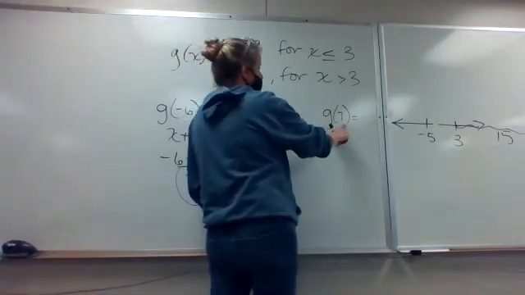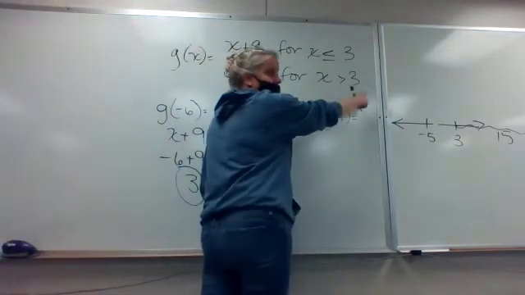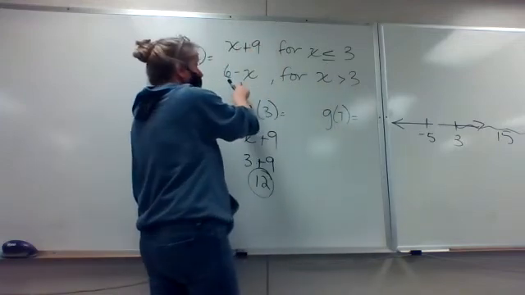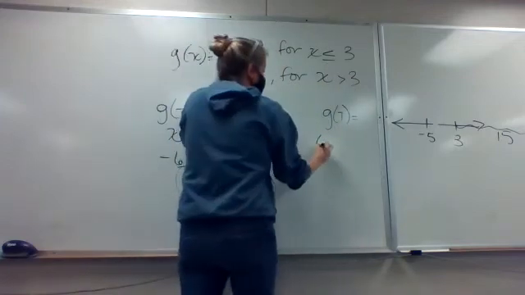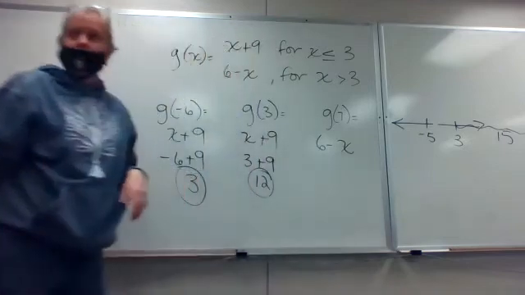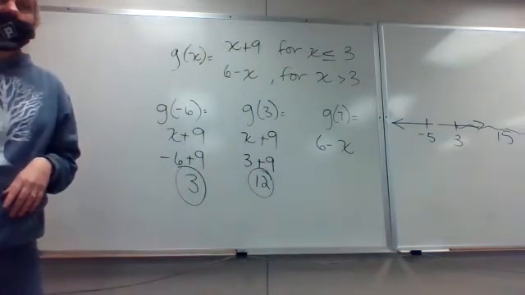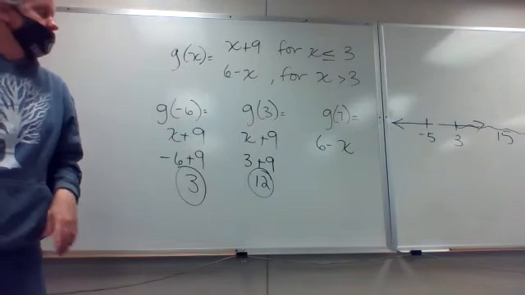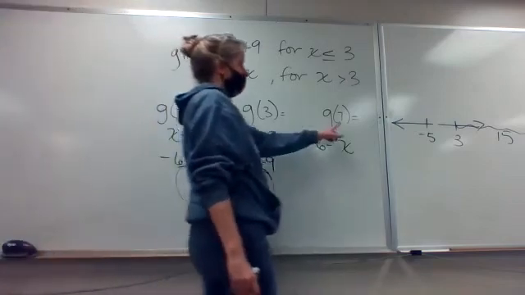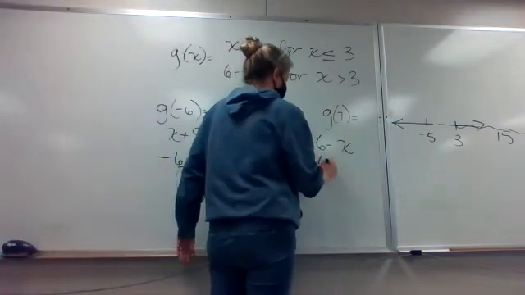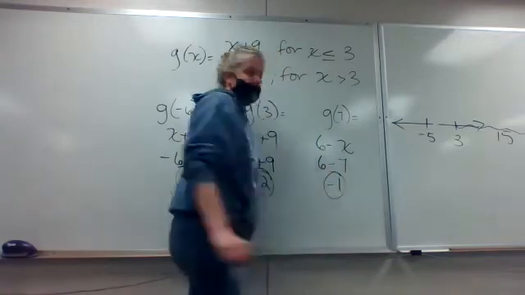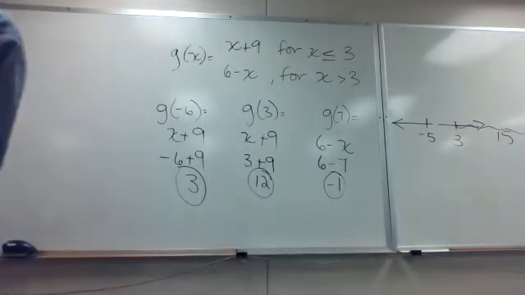7 is greater than 3, which means it goes in this piece, which is 6 minus x. And replace that x with 7. So 6 minus 7, which gives me negative 1.